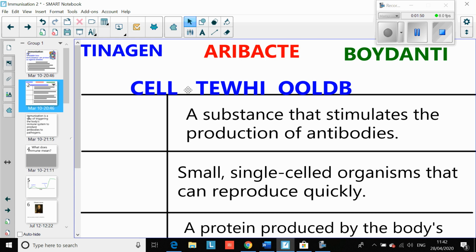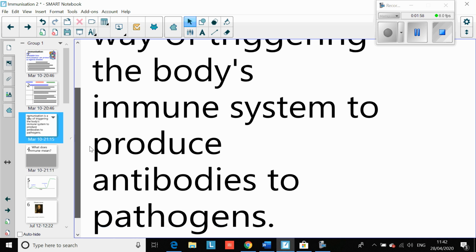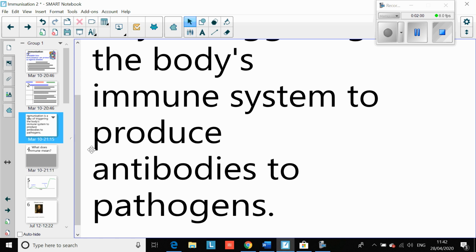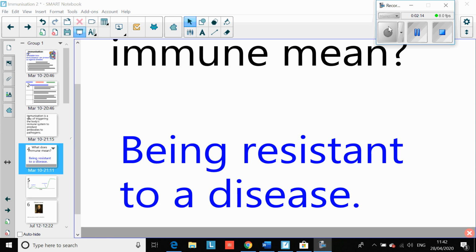That was this one. Okay, so immunization is a way of triggering the body's immune system to produce antibodies to pathogens. Now, once you've got antibodies, as you know from last lesson, they kill invading pathogens. So how do we get these antibodies? And of course, we need to answer the question, what does immune mean? Well, in a nutshell, it means being resistant to a disease.